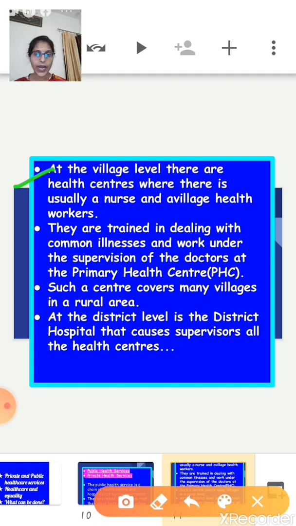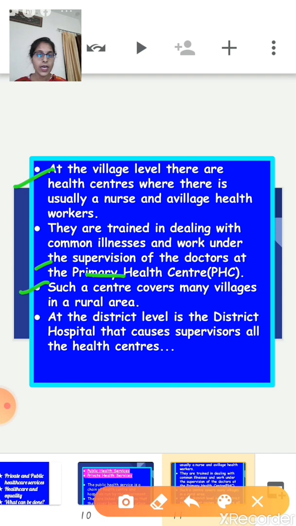They are trained in dealing with common illnesses, and they work under the supervision of the doctors at the primary health center, right? Just note down this PHC. PHC means primary health center. Now these nurses and health workers are trained in dealing with common illnesses and work under the supervision of the doctors at the primary health center. Such a center covers many villages in the rural areas.